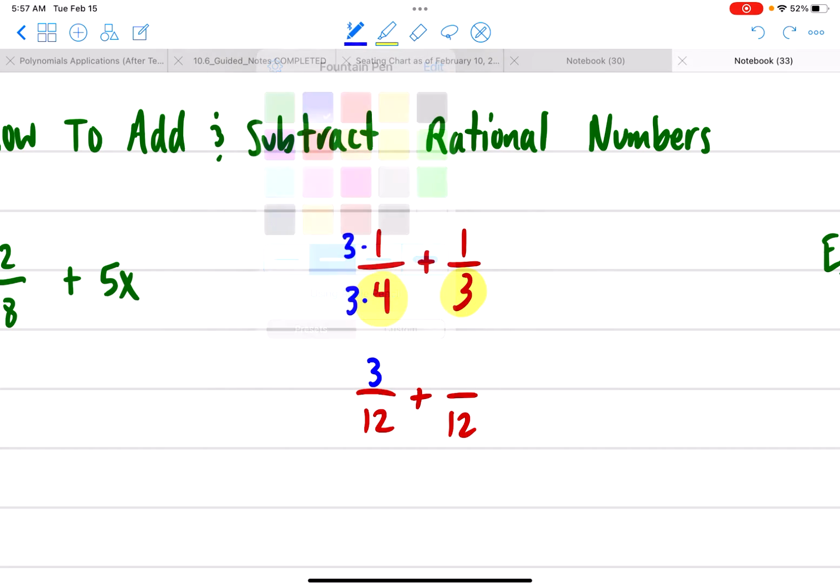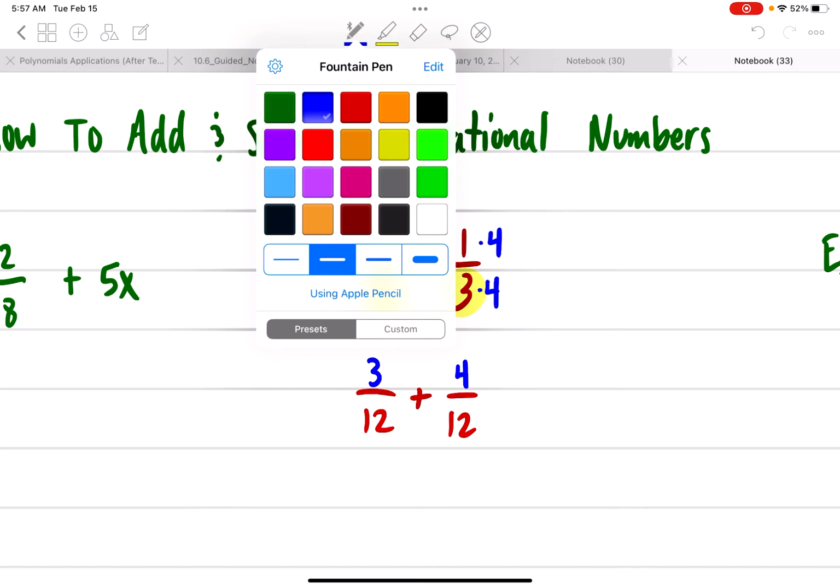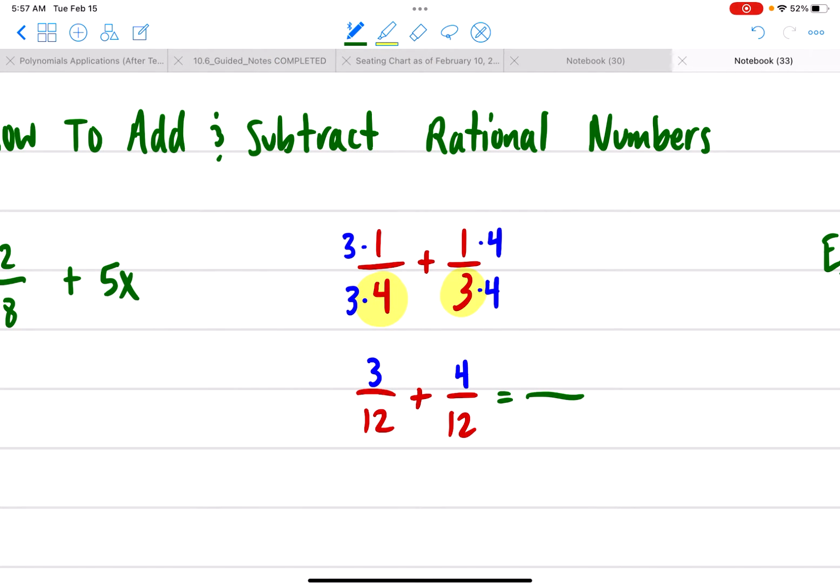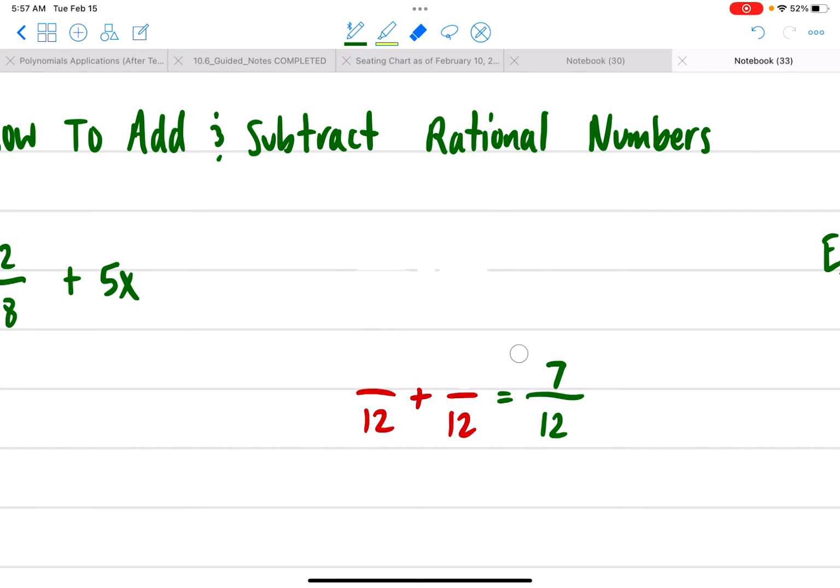And then on this one, you need to multiply by 4 to get to 12, so you need to multiply the top by 4 as well. 1 times 4 on the top is 4. And then what you do is you add the tops, but you leave the bottom alone. So 12 is your denominator. It stays 12. And then you add 3 and 4, and you get 7, okay? We are literally going to do the exact same thing today, except we're going to do it with variables instead of just numbers, okay? So let's see how it works.